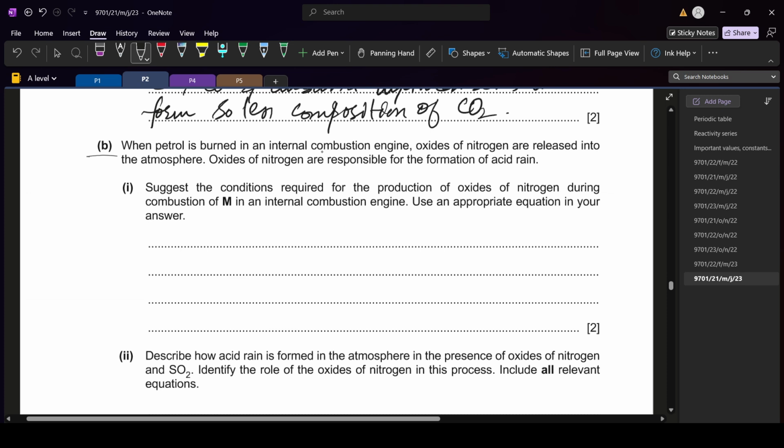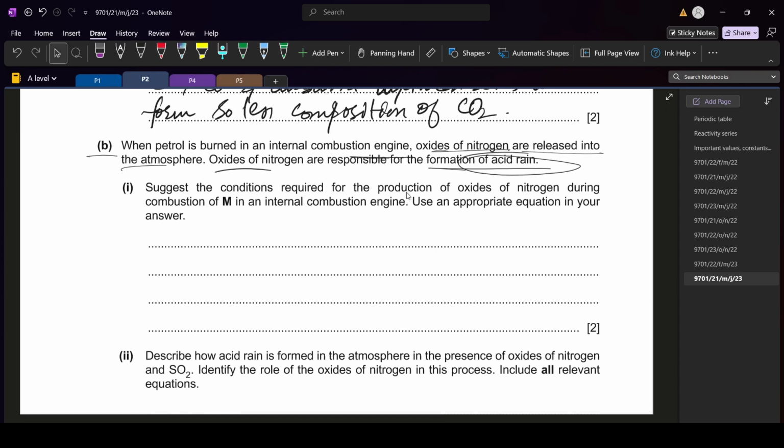Okay. Now, part B. When petrol is burned in an internal combustion engine, the oxides of nitrogen are released into atmosphere. The oxides of nitrogen are responsible for the formation of acid rain. Suggest the conditions required for the production of oxides of nitrogen during the combustion of M in an internal combustion engine. Use an appropriate equation in your answer.